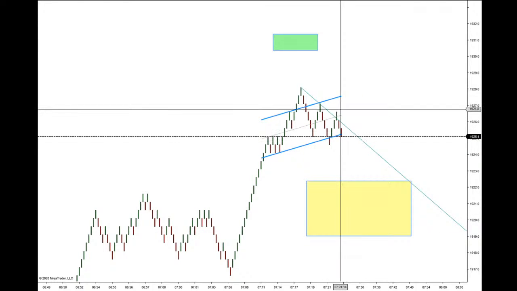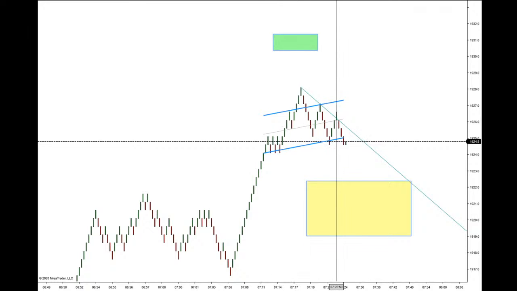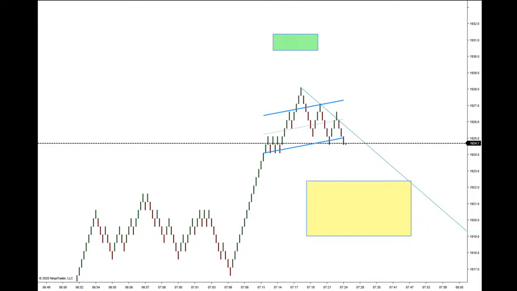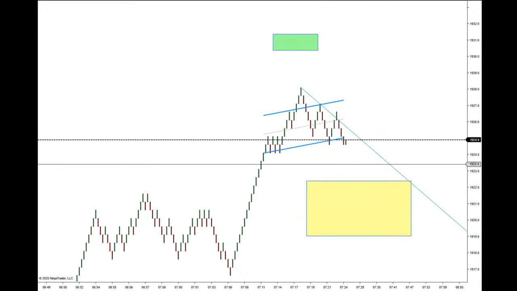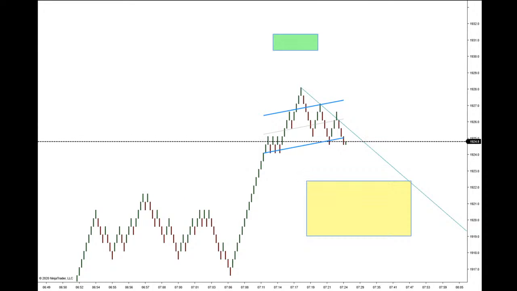Target filled. Okay, I'm out. Lost some back to being only 70 positive. So we lost $30 on this one.